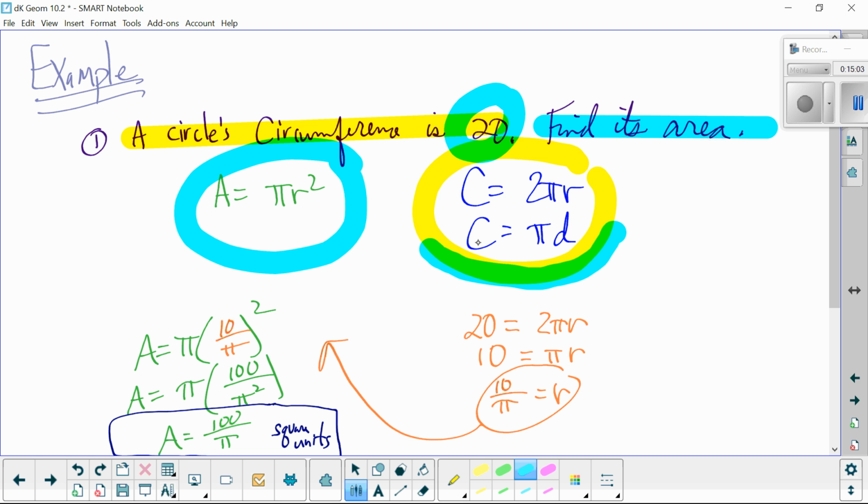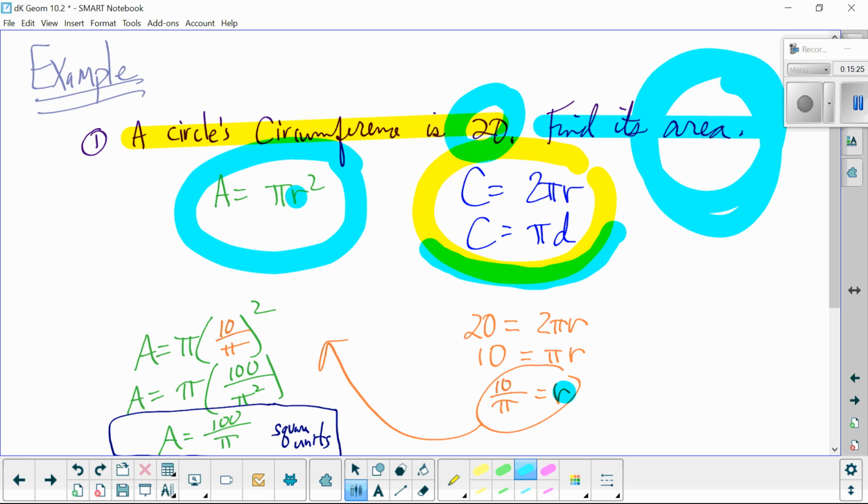Circumference 20 is equal to pi times diameter, or 2 pi r. So 20 is equal to 2 pi r, divide both sides by 2, divide both sides by pi, the radius is 10 over pi. Now why do we do this? Because we need to know the area, and the area requires that we know the radius. Well, now we know it. So now we can complete this problem.